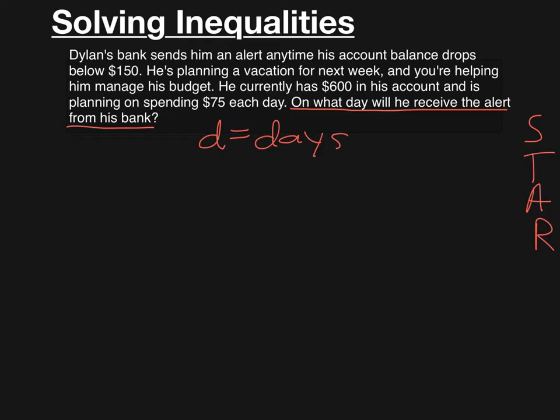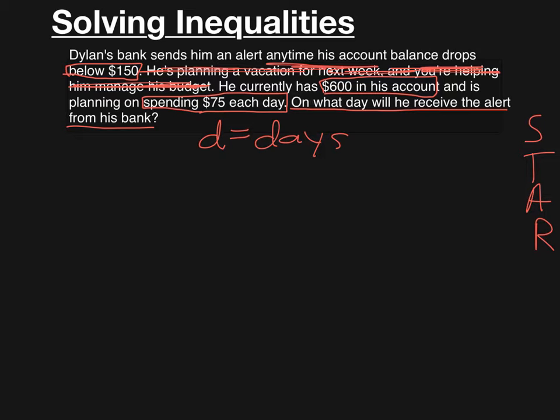Now, information that we need to know. We know that he gets an alert when his account drops below $150. We know that he has $600 in his account and is planning on spending $75 each day. Okay? So, he's planning a vacation. Yes, that's the situation, but that's not really going to help this problem. You're helping him manage his budget. We don't really need that information. But the rest of this is pretty important.